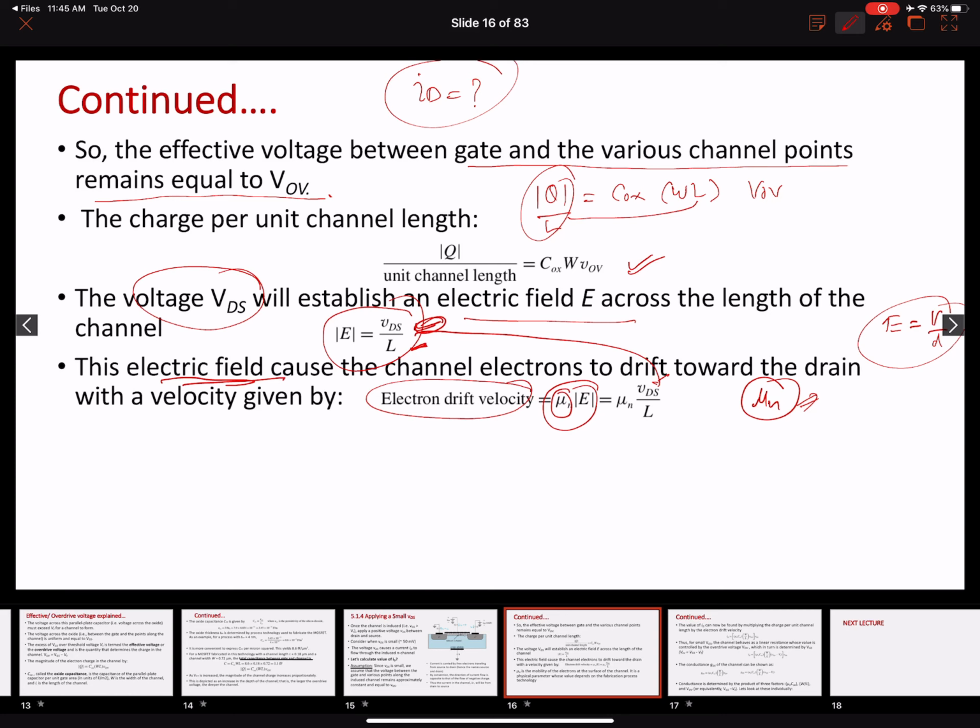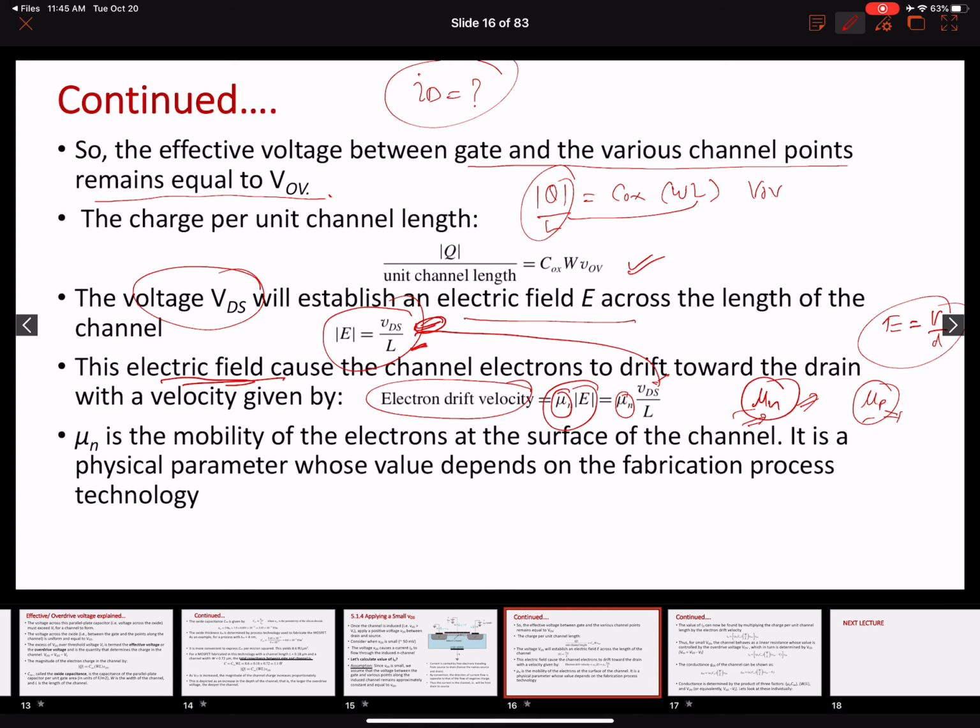This mu n, the mobility of the electrons, depends on the fabrication process. For example, if you are fabricating a PMOS rather than an NMOS, we will be more interested in the mobility of the holes. We will come back to this in subsequent lectures, but the mobility of the holes is smaller than the mobility of the electrons. Whether it is mu n or mu p, it depends on how we fabricate the transistor, and it will be a constant in terms of designing circuits. So mu n is the mobility of the electrons at the surface of the channel, a parameter that depends on the fabrication process.